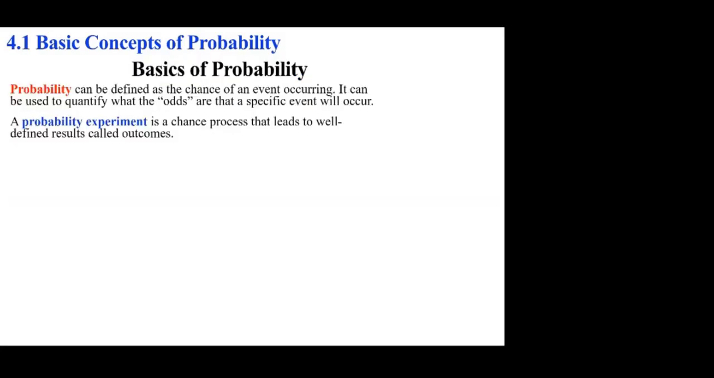Basics of probability. Probability can be defined as the chance of an event occurring. It can be used to quantify what the odds are that a specific event will occur.